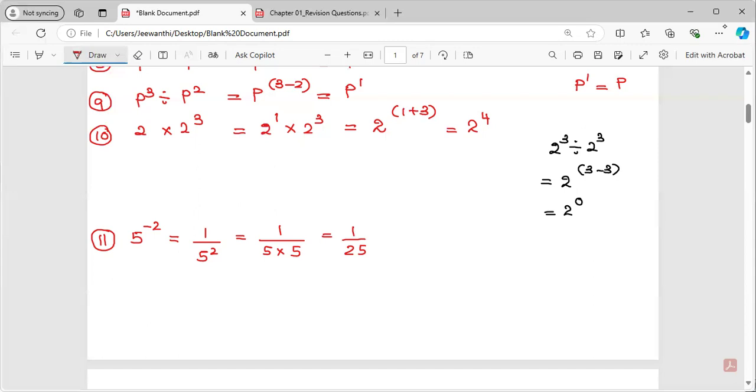So first I converted the negative index into a positive index. How can I do that? I get the reciprocal: 1 over 5 to the power of 2. 5 to the power of 2 means we want to multiply 5 two times. 5 times 5 is 25.